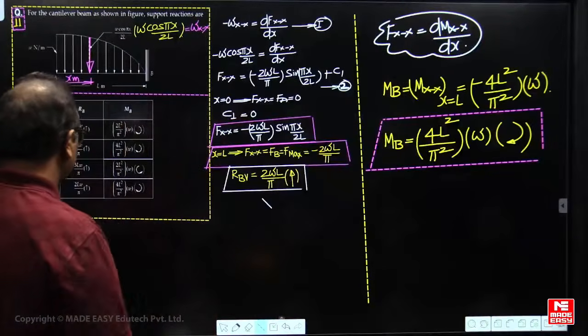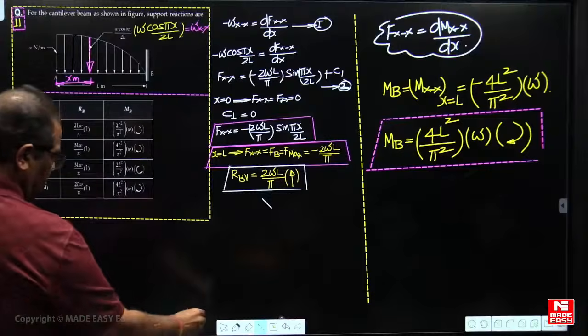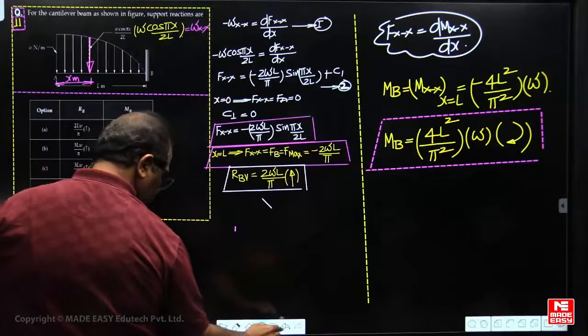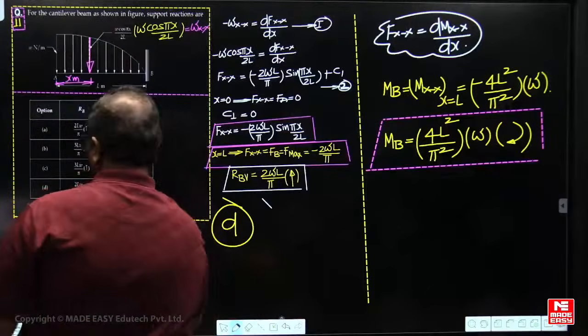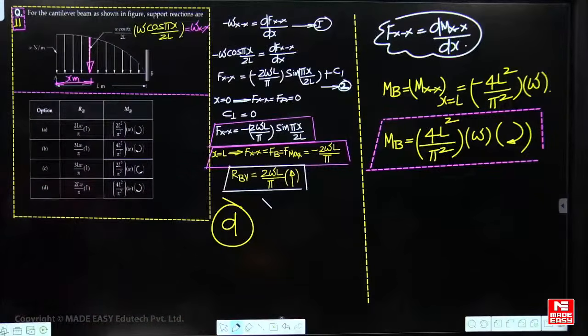So what is the answer? Option D. Answer is D. Answer for the given question is D.